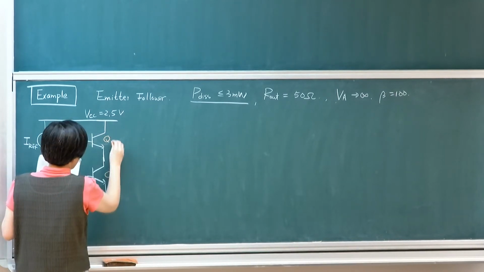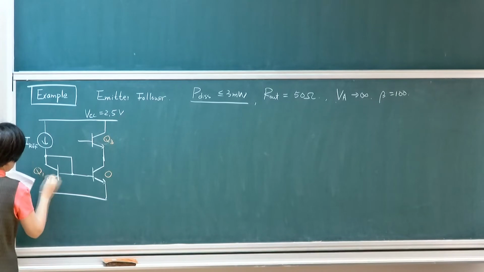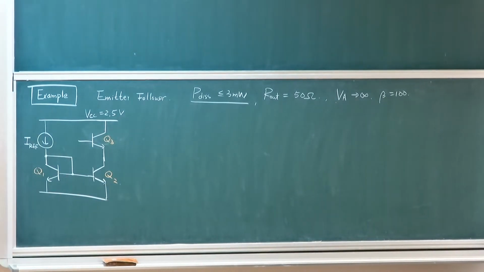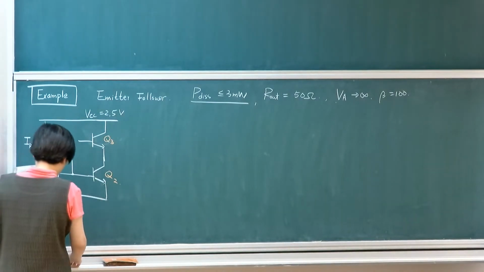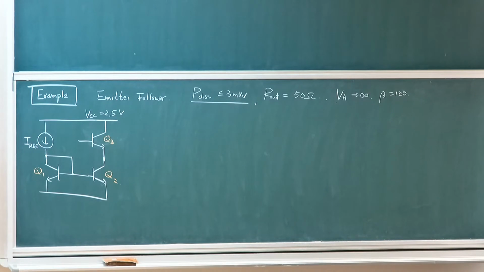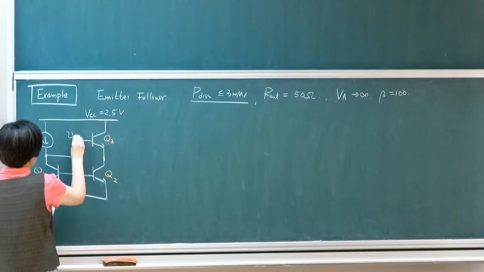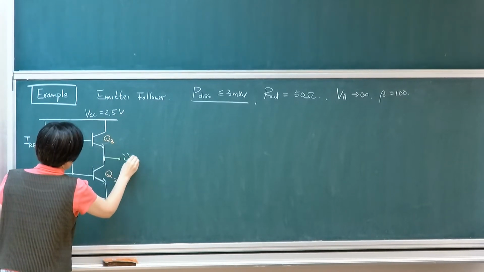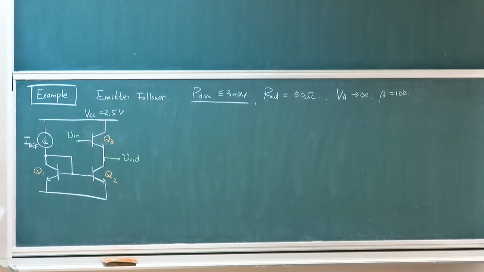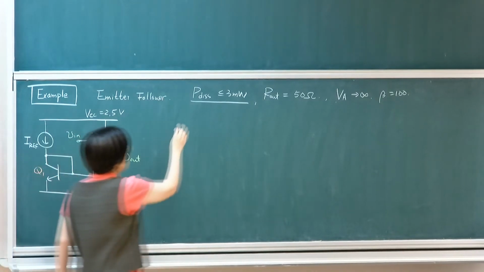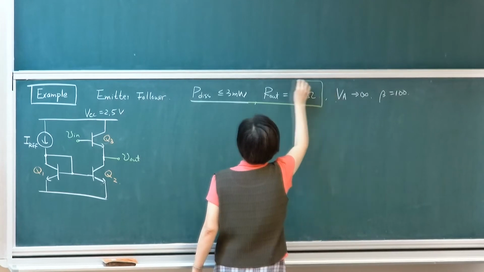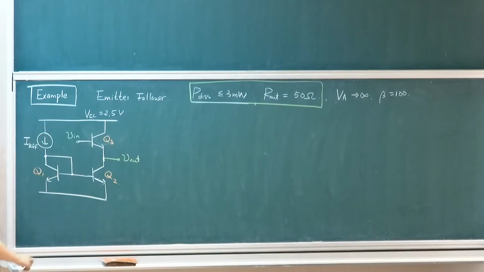Let me just use Q3. I want my pair to be 1 and 2. Okay, so my current mirror pairs are 1 and 2. And then this follower circuit is constructed by Q3. So because this is an emitter follower circuit, this is the input terminal. This is the output terminal. So basically, the requirement is on the right, which is that it needs to dissipate a power less than 3 milliwatts and then provide an output resistance of 50 ohm.